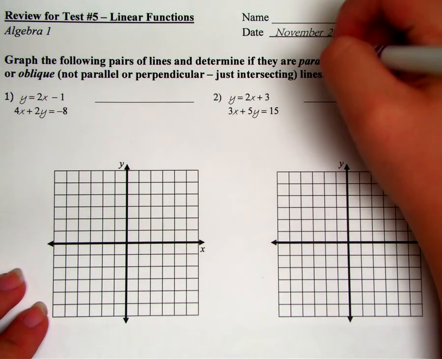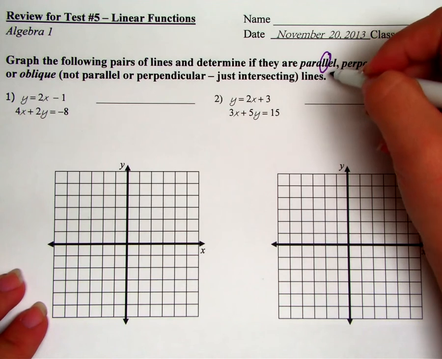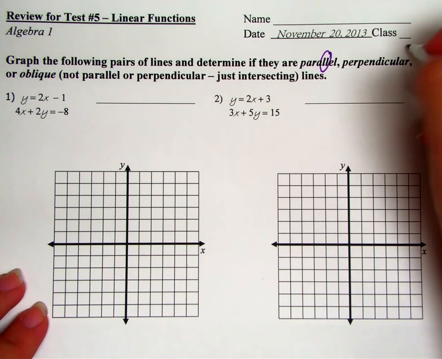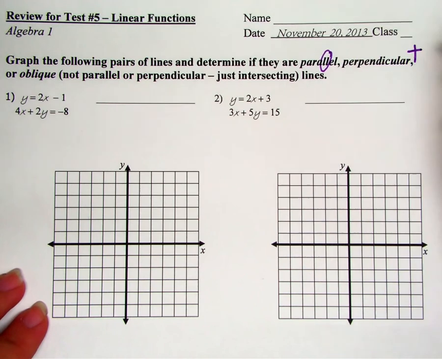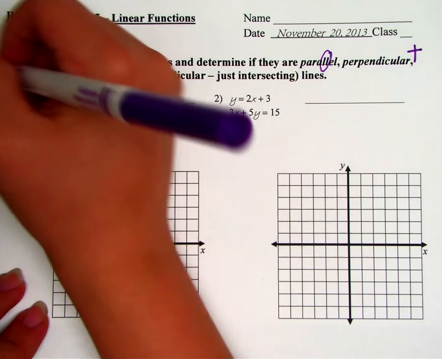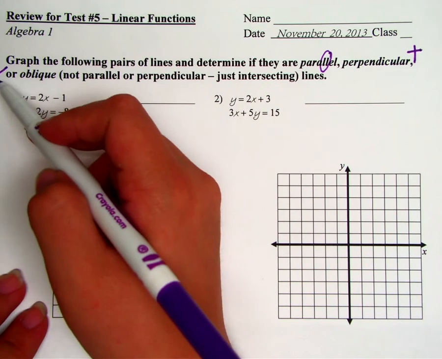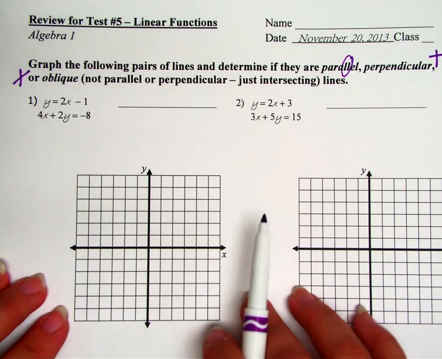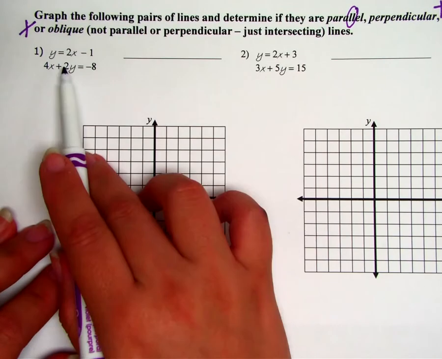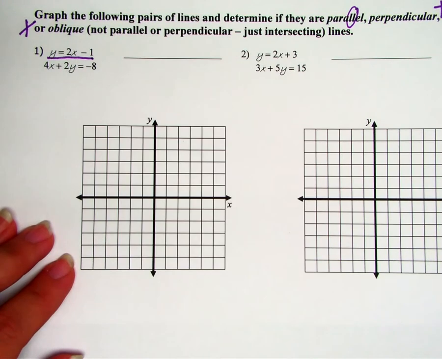Now remember, parallel lines never touch. They're straight lines, like the two L's in parallel, where perpendicular lines cross, forming a perfect T or X. And oblique lines are going to cross, but they don't have that perfect 90 degrees like a perpendicular one does. So let's go ahead and graph this first one, since it's already solved for y for us.